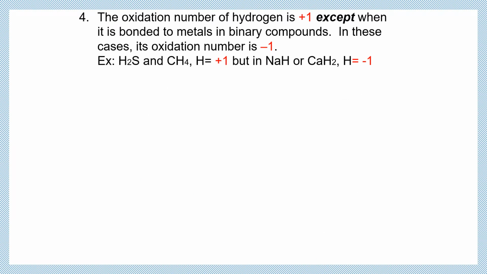Number 4: the oxidation number of hydrogen is positive 1, except when it's bonded to metals in binary compounds. Then its oxidation number is negative 1. That's the exception to the rule. Let's look at our example. As you can see, hydrogen is bonded to nonmetals here, so its oxidation number would be positive 1. But when hydrogen is bonded to metals, sodium and calcium respectively, hydrogen's oxidation number is -1.